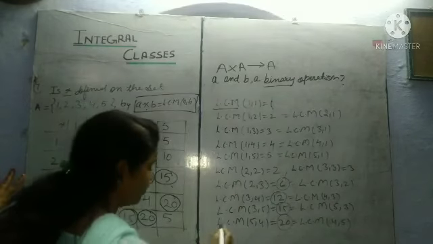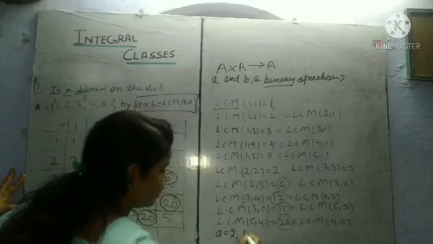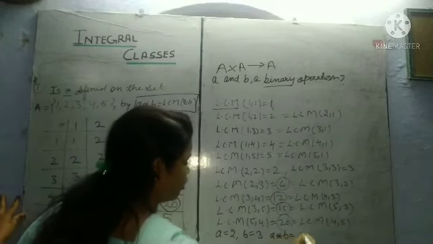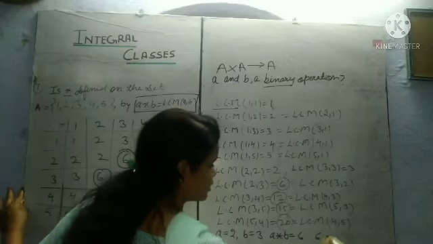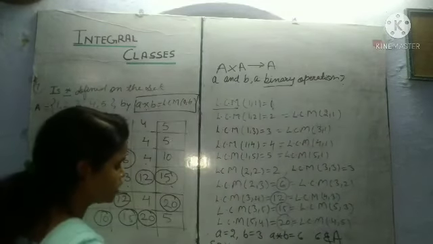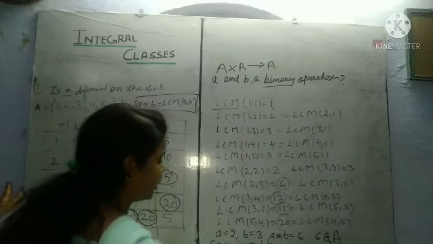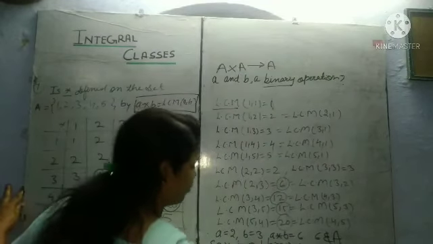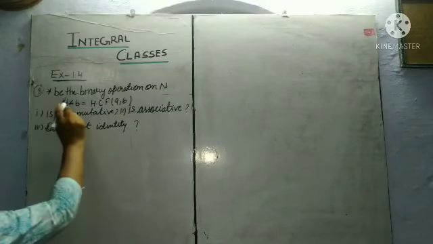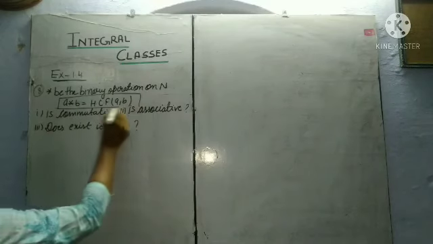So we will write here: if A equals 2, B equals 3, then A star B equals 6, and 6 is not an element of A, so star is not a binary operation.